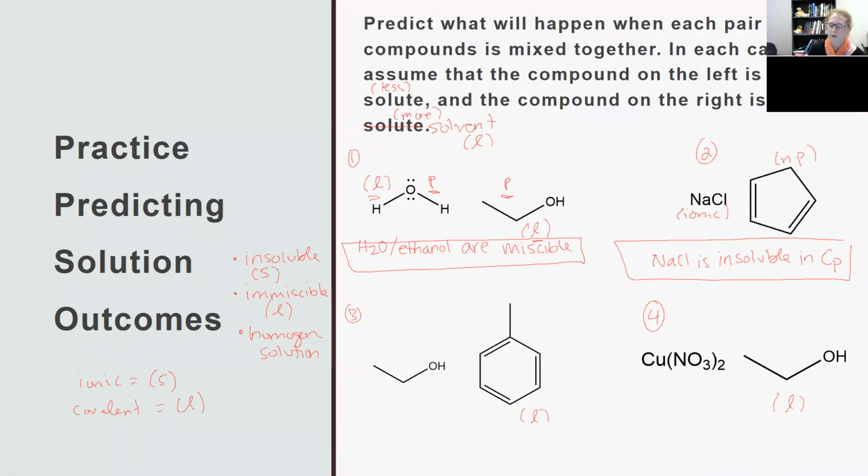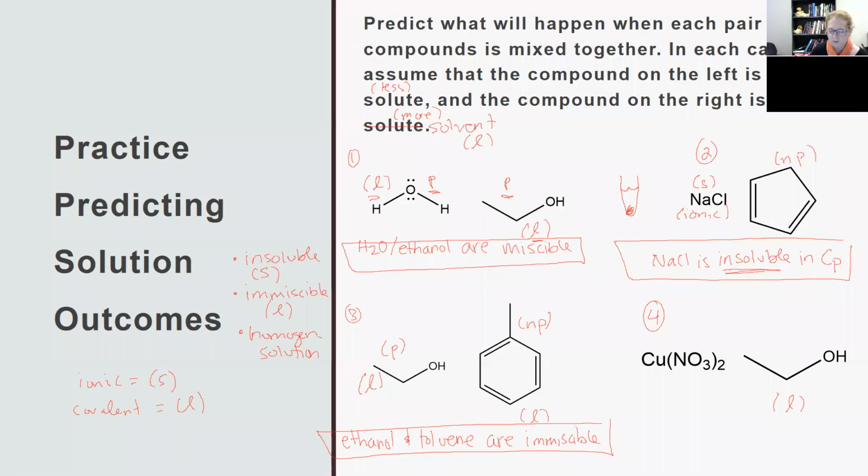So here's what we know. Sodium chloride is an ionic compound, which makes it a solid. Cyclopentadiene on the right is all carbons and hydrogens, so that has to be a nonpolar compound. What did we decide? Like dissolves like. So ionic things do not like nonpolar things. And so my conclusion is that sodium chloride is insoluble in cyclopentadiene. I'd have a test tube with sodium chloride at the bottom and cyclopentadiene on top. Two more. Let's try this next one.